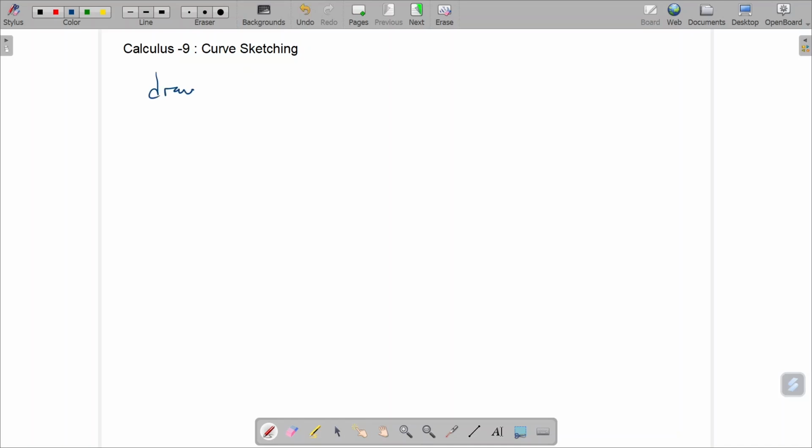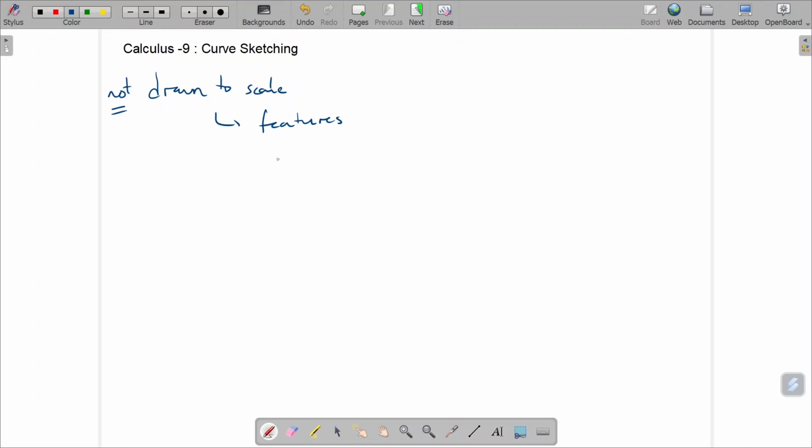So the key thing with curve sketching is we are not drawing it to scale. Yes, it can't be inaccurate in the sense that it can't be misleading, but the key thing about it is we want to look at the features.